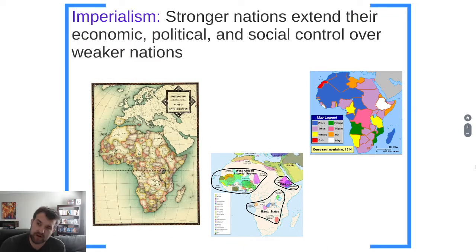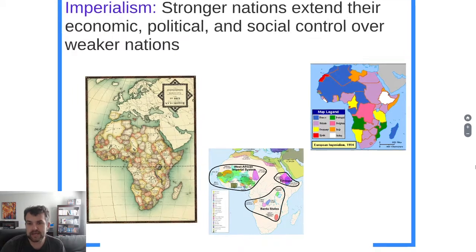Imperialism is when stronger nations extend their economic, political, and social control over weaker nations. And Europe had just gone through the Industrial Revolution. They've got all this new technology, all this new power. Africa is still kind of in the Middle Ages. So when Europeans come in, they're going to be outgunning and outmanning these Africans 10 times over. So let's check it out.